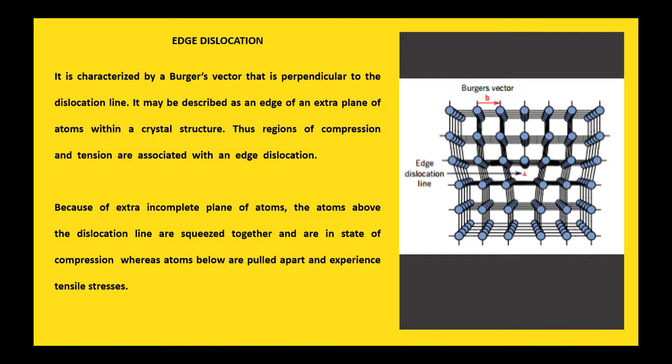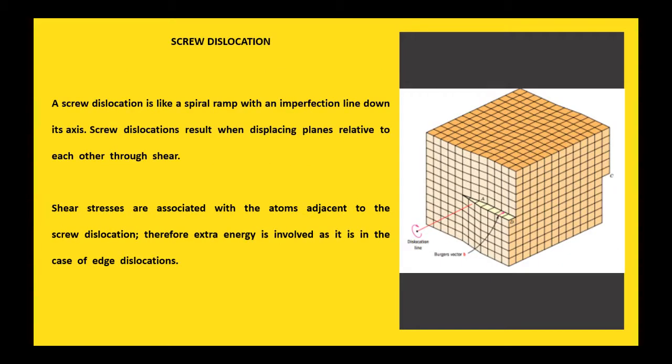Edge dislocation ay nag-o-occur kapag may nai-introduce or may nai-eliminate na extra row ng atoms. Shear, tensile, and compressive stress fields may be present sa edge dislocation, kumpara sa screw na hindi present yung tatlong nabanggit. Edge dislocation, maaari itong maging positive or negative.